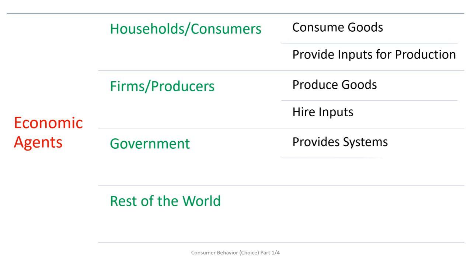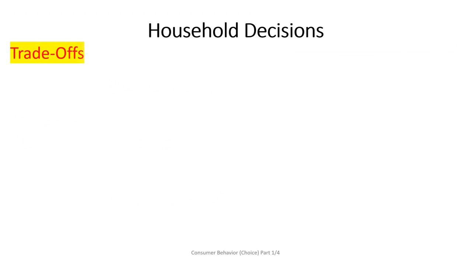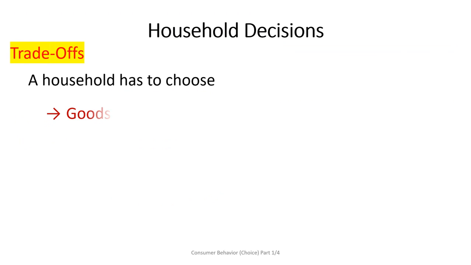Government provides and guards the economic system and regulates the economy. It also collects taxes and makes expenditures. We are connected with the rest of the world through international trade. Now let's talk about households' decisions.